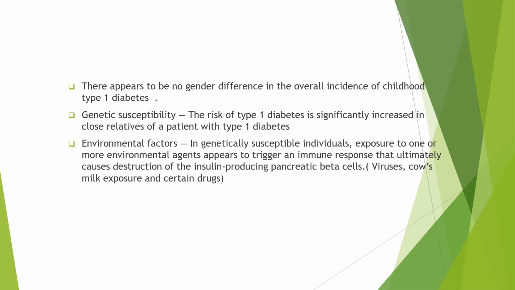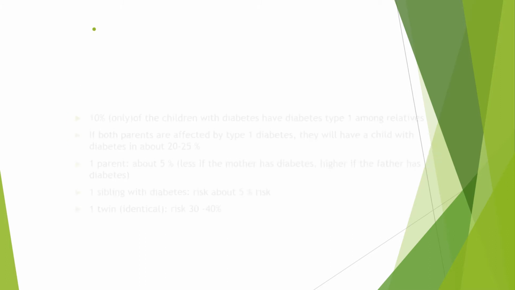In a genetically susceptible individual, exposure to one or more environmental agents appears to trigger an immune response that ultimately causes destruction of the insulin-producing pancreatic beta cells, such as viruses, cow milk exposure, certain drugs, and viruses such as rubella, and the like. They predispose a genetically susceptible individual to develop type 1 diabetes mellitus.